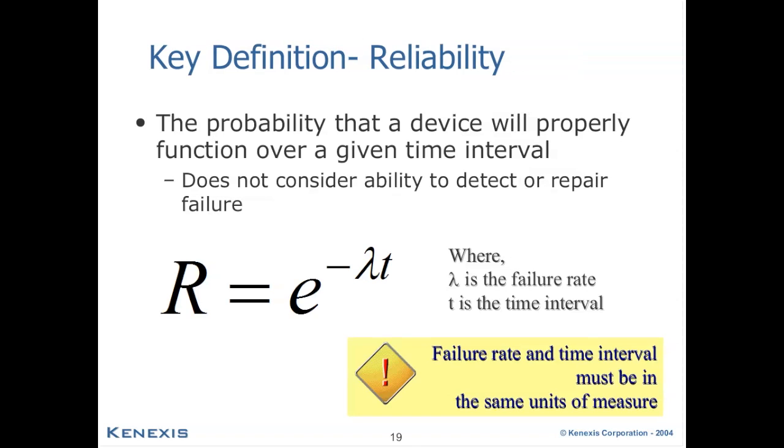We start by defining the reliability of a device. This is the probability that the device will properly function over a given time interval, not taking into consideration the ability to detect or repair the failures. As provided by the equation below, reliability is equal to e to the negative lambda t power, where lambda represents the failure rate and t represents the time interval. Of importance, you'll want to make sure that the failure rate and the time interval are in the same units of measure, as reliability will be given to you as a unitless quantity.